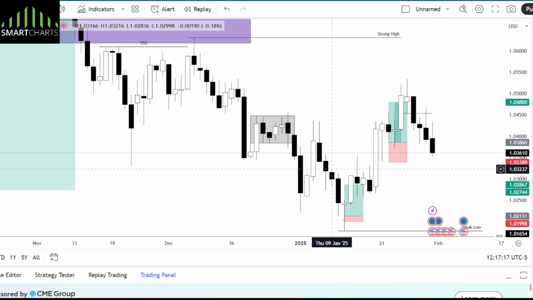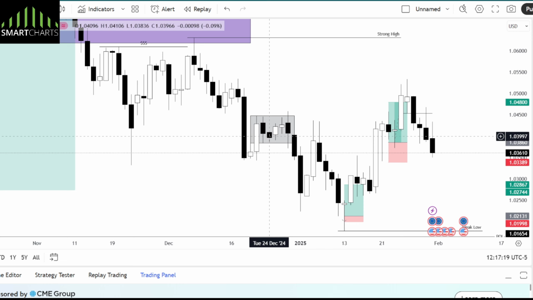So in this scenario, let's take an example of where we had this consolidation. The market liquidated these equal highs and mitigated into this fair value gap that was left right there and continued to the downside. Or we can say it mitigated into this order block and pushed to the downside.